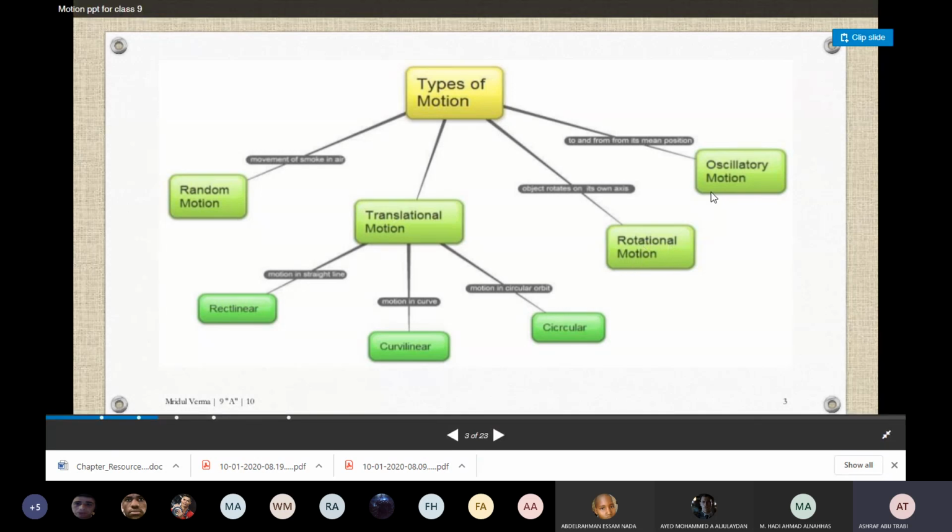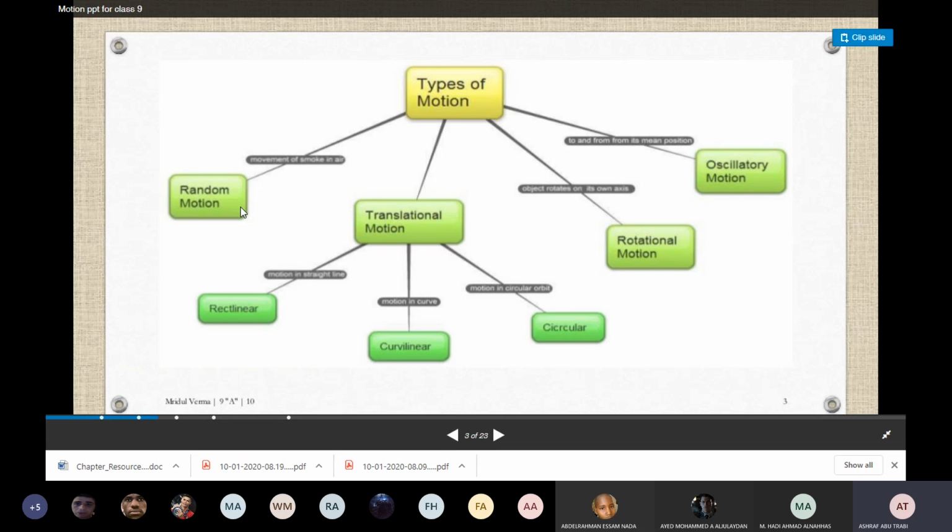You will not see the oscillatory motion now. Later on you will see it when you take other types of motion, but for now, these are the motions. Random motion we will take later. Now you are responsible for these motions: rectilinear, curvilinear, circular, rotational, and random.